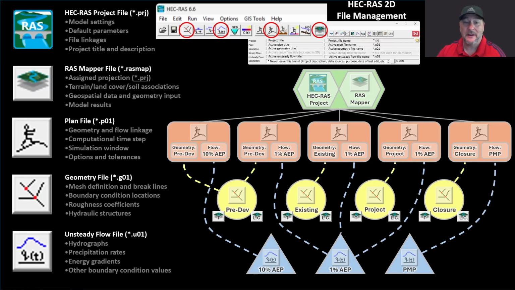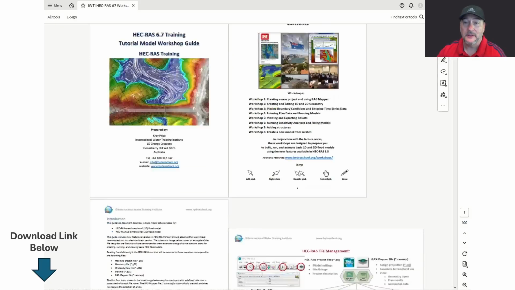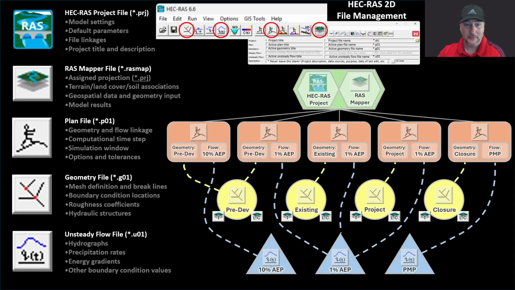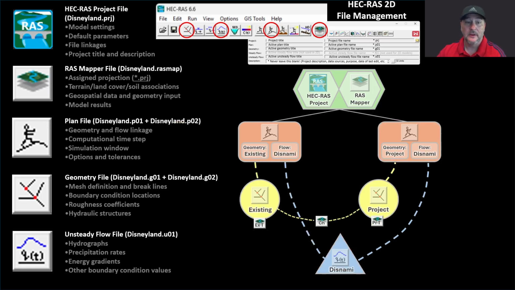So looking back at our schematic view of the file setup here, as before, I will link to this PDF workshop guide, which includes this image from back before I tried putting it into dark mode like you see here. But if we just look at the setup, we've got an existing and project conditions geometry, which will link up under an existing and project conditions plan file. So if we just focus on the files that we have now, we've got an existing conditions geometry, which is Disneyland.g01, same file name for all of these with different extensions. It's a project geometry, g02. They link to 2 different terrain files, but they link to this same land classification file where we customized the Manning's roughness.